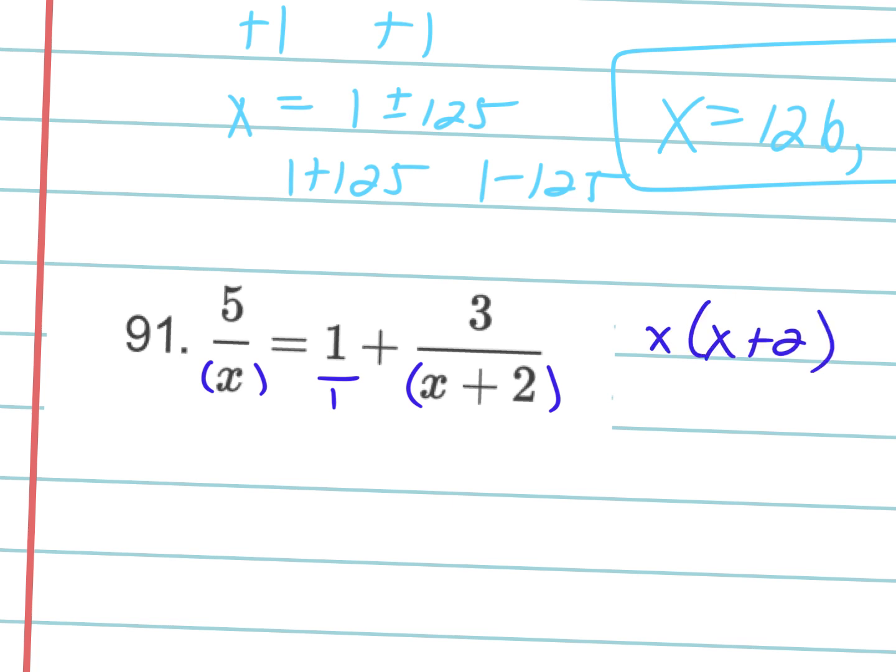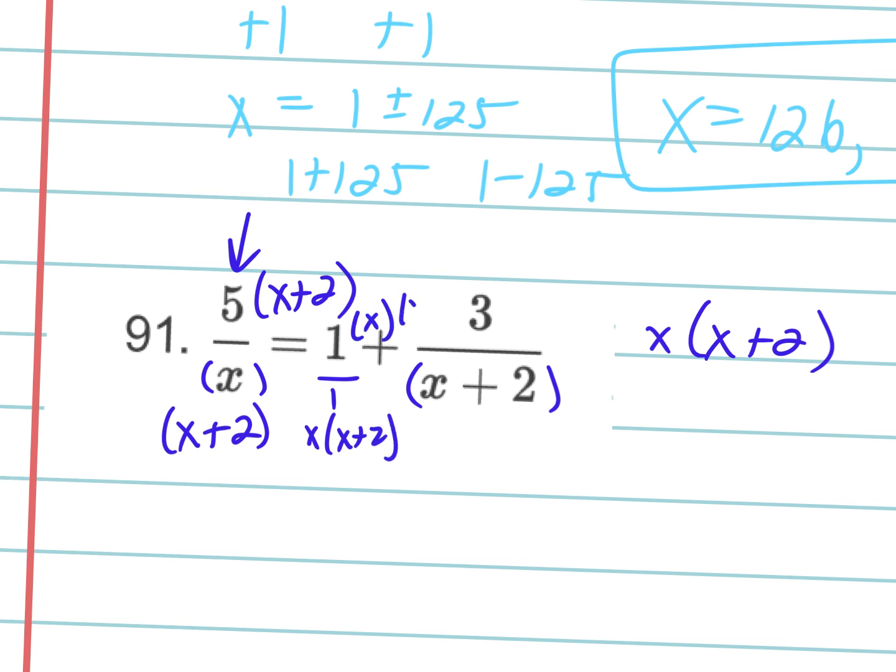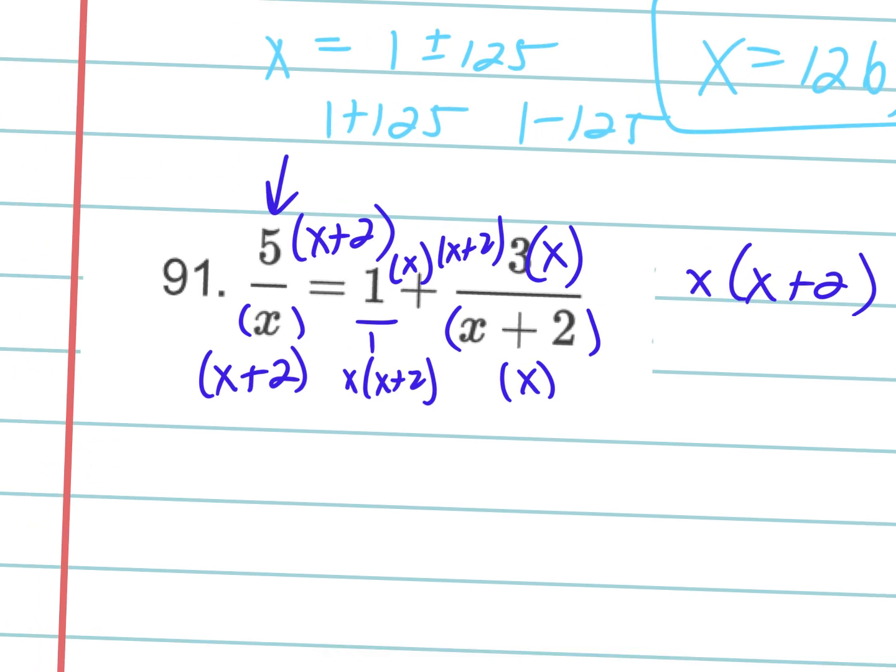So I look at each fraction independently. My first fraction has the x. It's missing the x plus 2. So what you multiply to the bottom, you do to the top. My second fraction is missing both the x and the x plus 2. So what you do to the bottom, you do to the top. My third fraction has the x plus 2. It is missing the x. What you do to the bottom, you do to the top. And now that all three of our denominators are the same, we don't have to worry about them anymore.